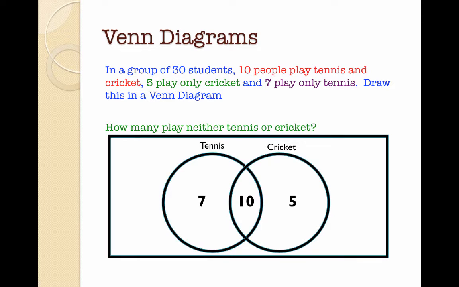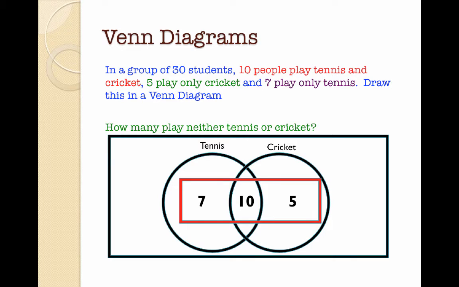Here's an interesting question though. How many play neither tennis or cricket? Well, looking at this diagram, it only tells me the people who play tennis and who play cricket, but that's okay. This number of people, 7, 10, and 5, play tennis or cricket or tennis and cricket. Everybody outside the circle is going to be the people who answer this question.